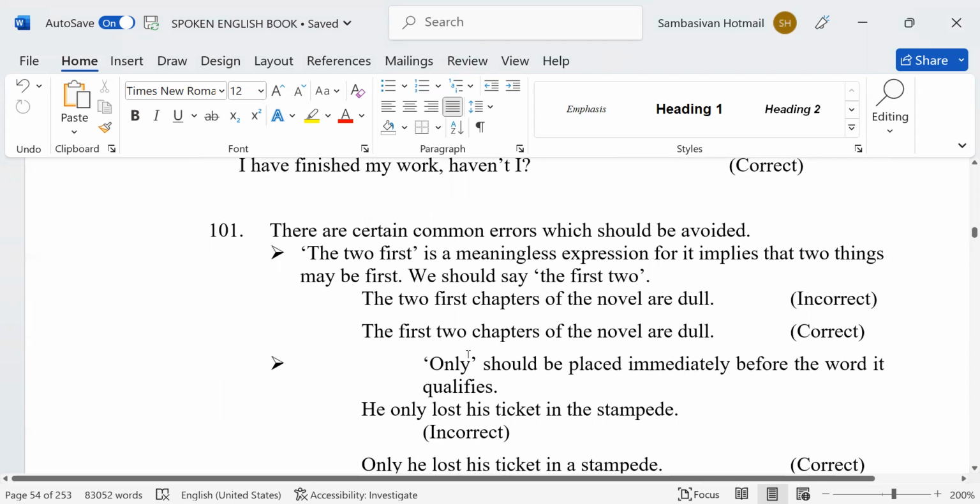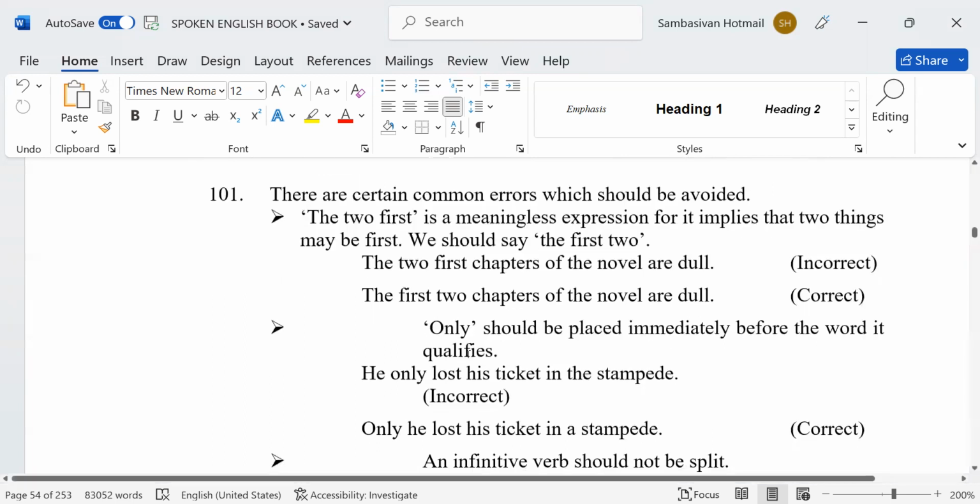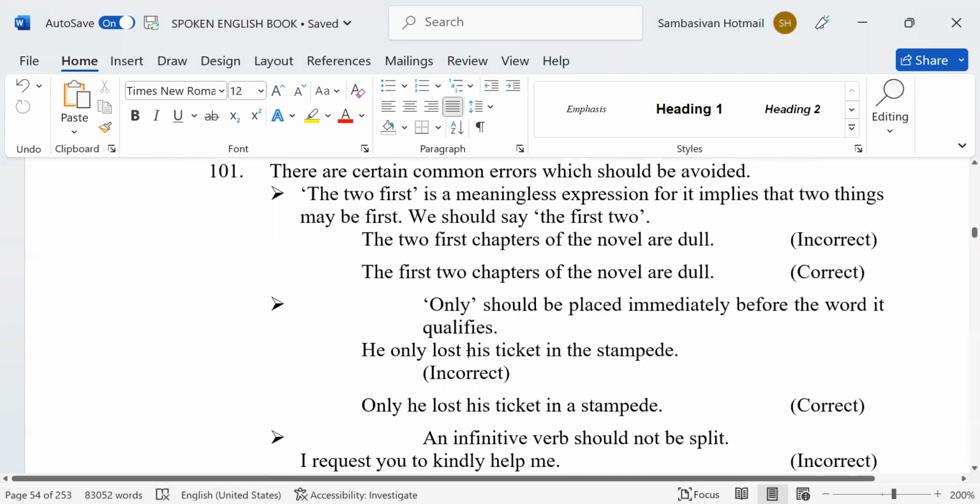There are certain common errors which should be avoided. "The two first" is a meaningless expression, for it implies that two things may be first. We should say, "The two first chapters of the novel are dull." Incorrect. "The first two chapters of the novel are dull." Correct.